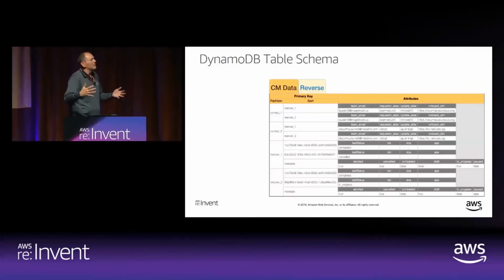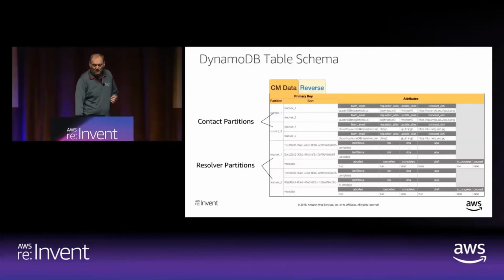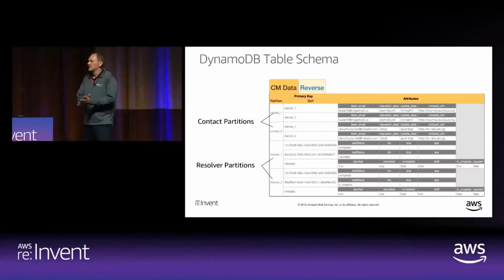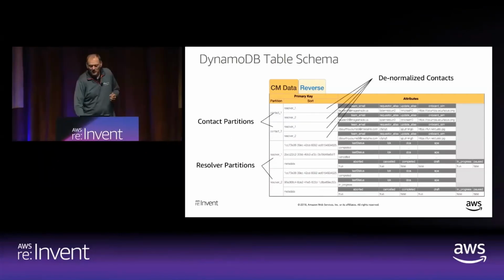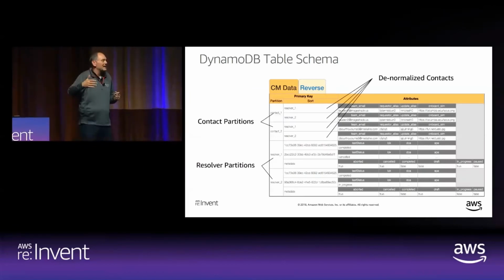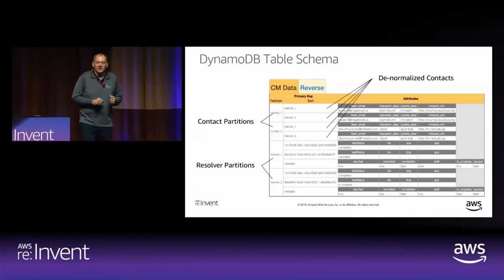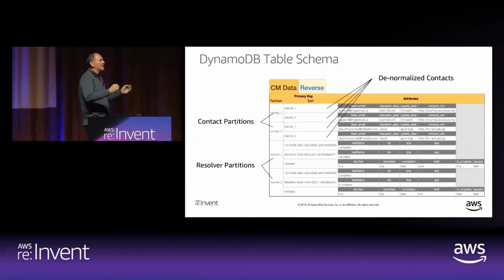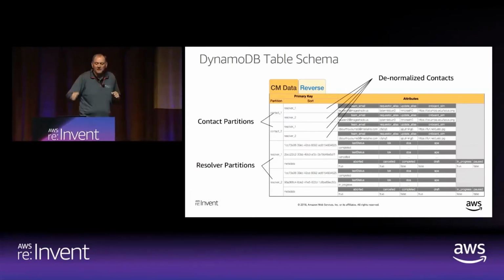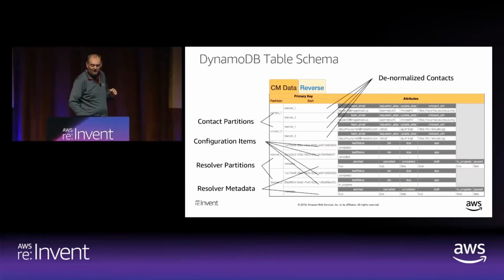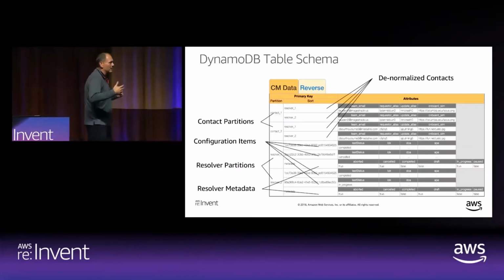So how does this work in DynamoDB with the single table? In this particular case, we have resolver group partitions and contact partitions. What we've done is created a pretty simple adjacency list. An adjacency list is a simple graph. As we denormalize the contacts across the resolver groups, what I'm really going to do is create a copy of that contact and reinsert it into the table with a different sort key. And that sort key is the actual resolver group ID. So now in my contact partitions I have a copy of the contact for each resolver group it belongs to. I can add resolver metadata into the resolver group partitions, and then I'm going to add configuration items into those resolver group partitions as well.